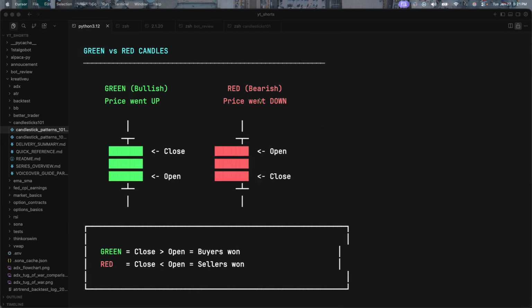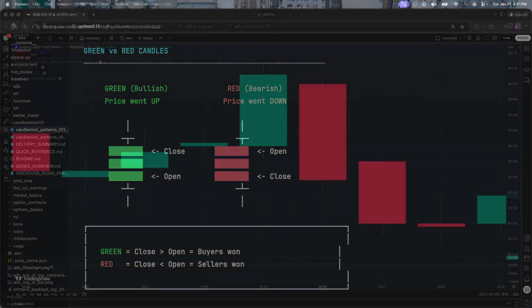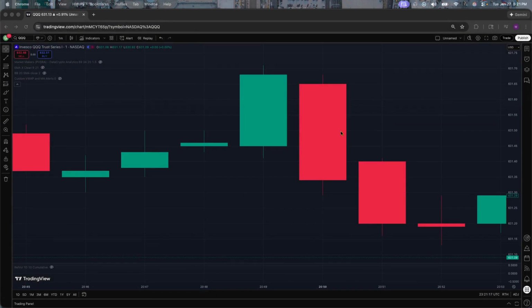Now a red candlestick is going to be the inverse. The open is going to be at the top, and then the close is going to be at the bottom. So let's go look at the red candlestick. For the red candlestick, the open is up here. So it opened at 631.65, and then it closed at 631.34. So for a red candlestick, we are bearish on the market. We think that the market is going to go down. And for a green candlestick, we are bullish on the market. We think the market is going to go up.